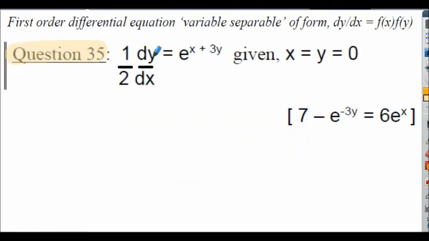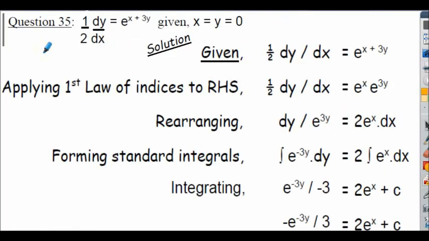Question 35. One half multiplied by dy by dx is equal to e to the x plus 3y, and we're given that x is equal to y is equal to 0. The full worked solution is shown on the following slides. Given the initial condition here, I'm going to let you review this solution at your own pace. It's very similar to that we reviewed in the previous question.